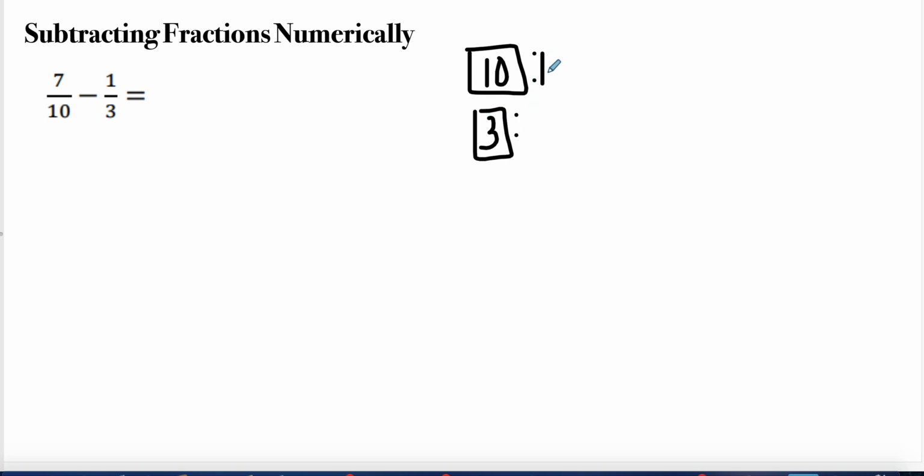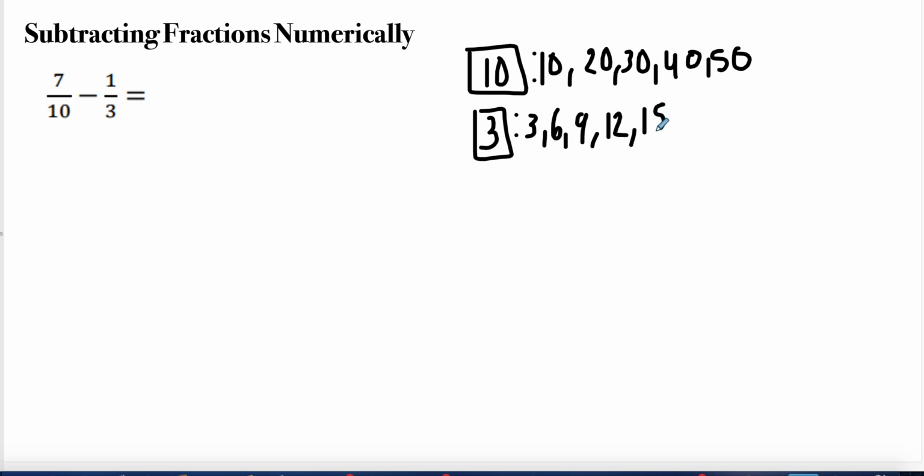So let's count by 10: 10, 20, 30, 40, 50. Let's count by 3: 3, 6, 9, 12, 15, 18. I'm going to keep going because I don't see a common denominator yet. 21, 24, 27, 30. Okay, we found a common denominator. 30 is the lowest common denominator.